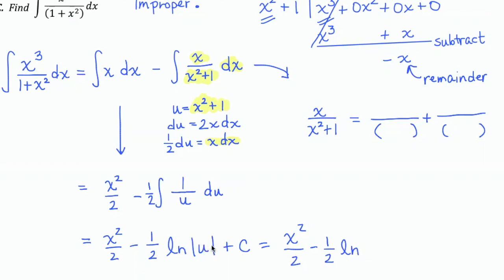And please note at this point, when I put my u back in, because u takes x, squares it, and adds 1, that will always be positive. So I don't need the absolute value bars here. It's not wrong if you put them though. And there's my answer.